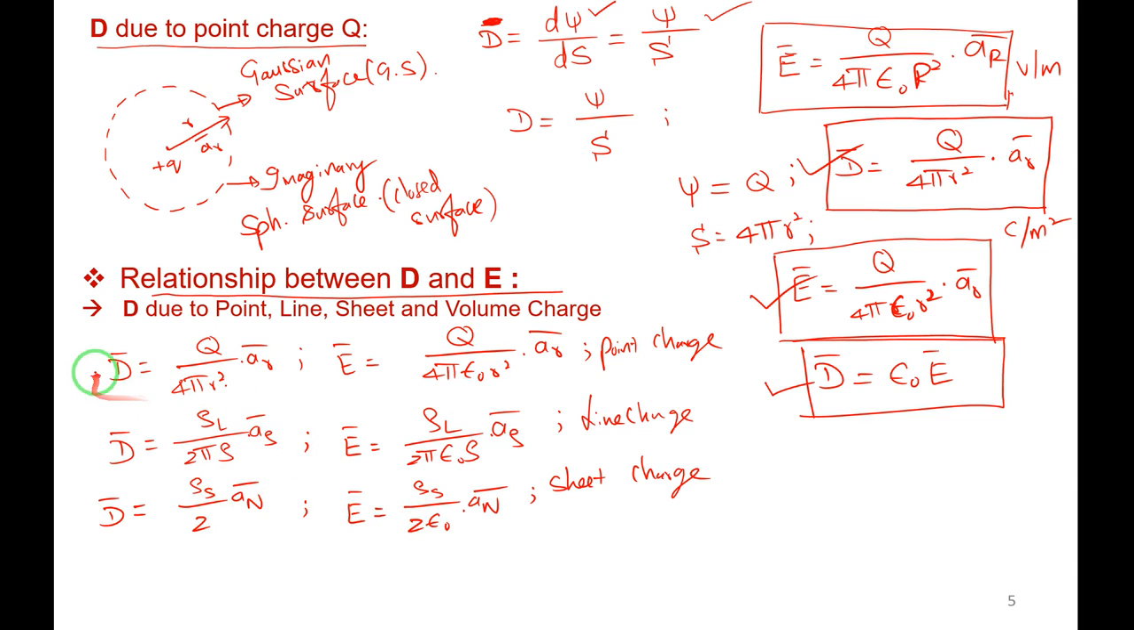I hope you have understood. This is electric flux density due to point charge, due to line charge, due to sheet charge. Then I am left out with volume charge. We will see what is electric field intensity E due to volume charge. So this we have seen: volume integral of Q, Q is nothing but volume charge density rho V into dV, divided by 4 pi epsilon naught r square into R. So this is for volume charge.